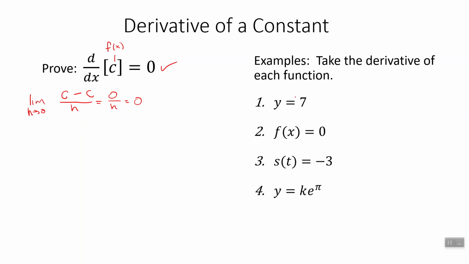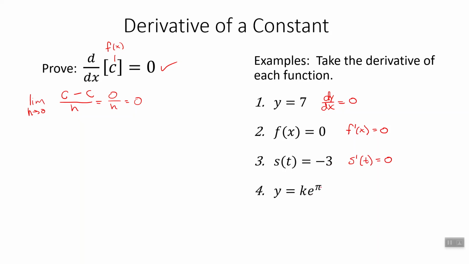All right, so here are examples. Take the derivative of each function. We want y equals 7. What's its derivative? This is really a practice of writing derivatives. The derivative of y with respect to our variable x will be the derivative of 7. 7 is a constant, so we get 0. f of x equals 0. What's its derivative? f prime of x is how we write its derivative, and 0 is a constant, so its derivative will also be 0. s of t. We have a different variable this time, but we'll still call it s prime of t. Now our constant is negative, but its derivative is still 0.